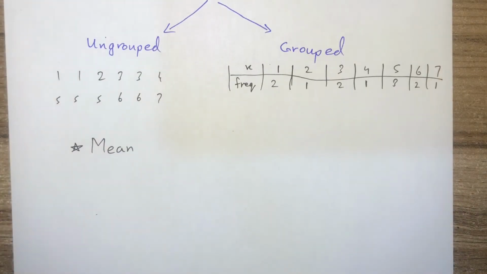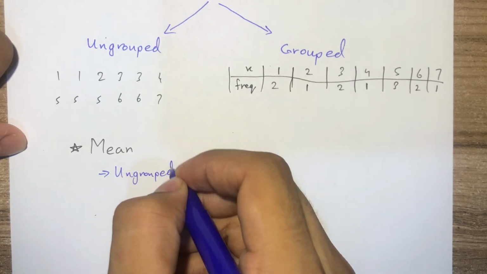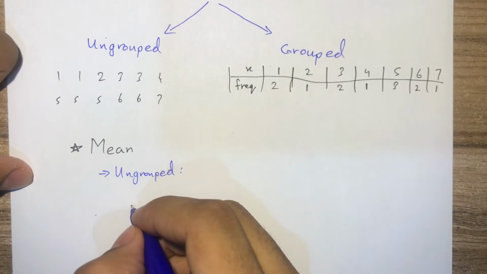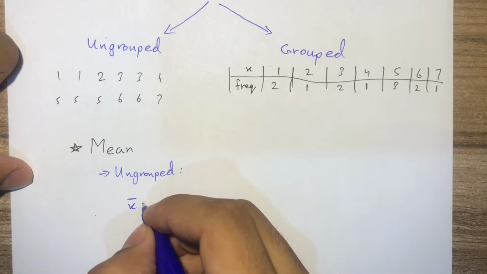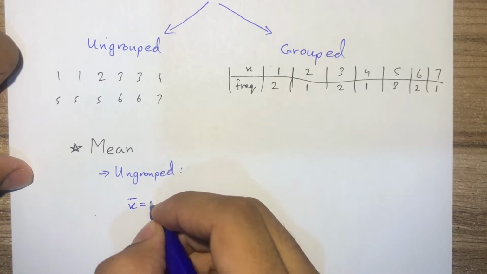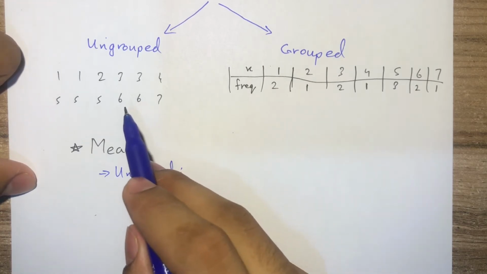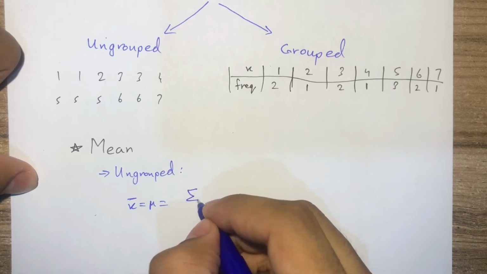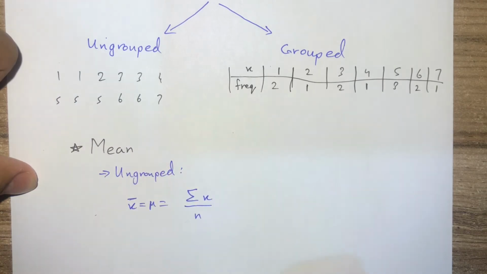Next is the mean. So what is mean? Mean is basically the average of the data, right? Now how do we find the mean? There are two formulas: one for ungrouped data and one for grouped data. For ungrouped data, the mean is represented by x bar or mu. The formula is sigma x, the sum of all of these values, upon n, the total number of the values, right?